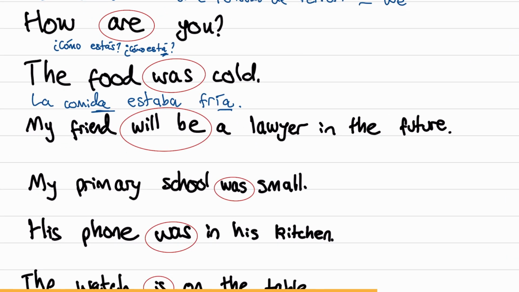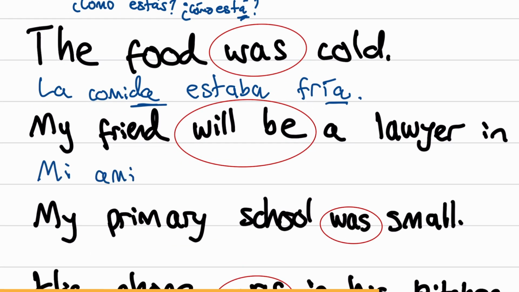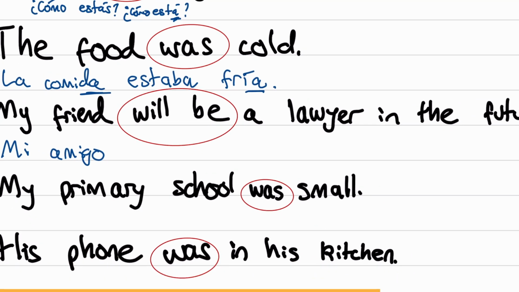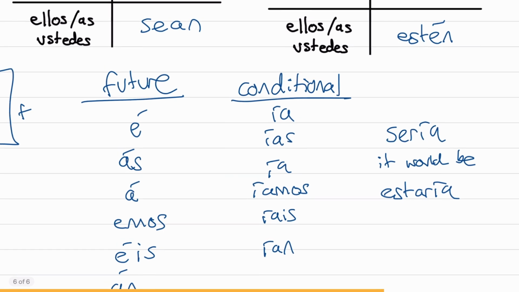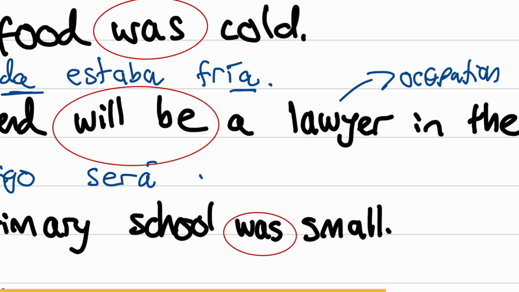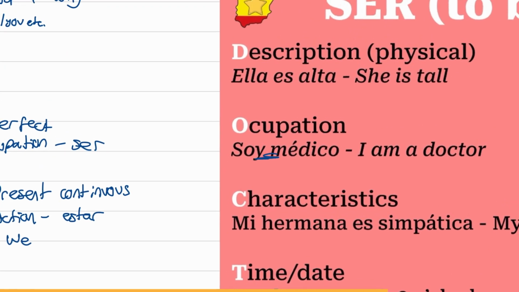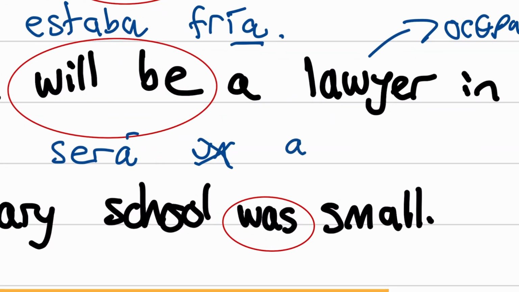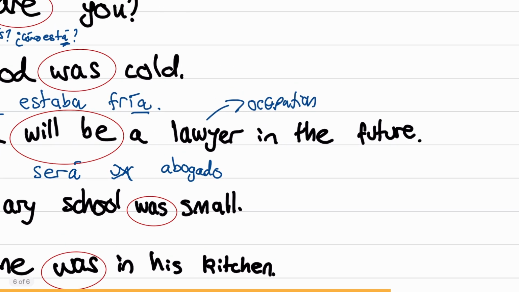Okay, next one. My friend will be a lawyer in the future. I'm just going to do this slightly quickly. So mi amigo, he, she will be, lawyer is jobs, occupation, is going to be ser, isn't it? So mi amigo será. This a comes from here, a over there. The word for lawyer. Do we say un? No, we don't. As I said earlier, when we talked about occupation, there's no un here. We don't use un in jobs, uno, una. So será abogado. I'm doing it as masculine, so mi amigo será abogado, and then en el futuro.